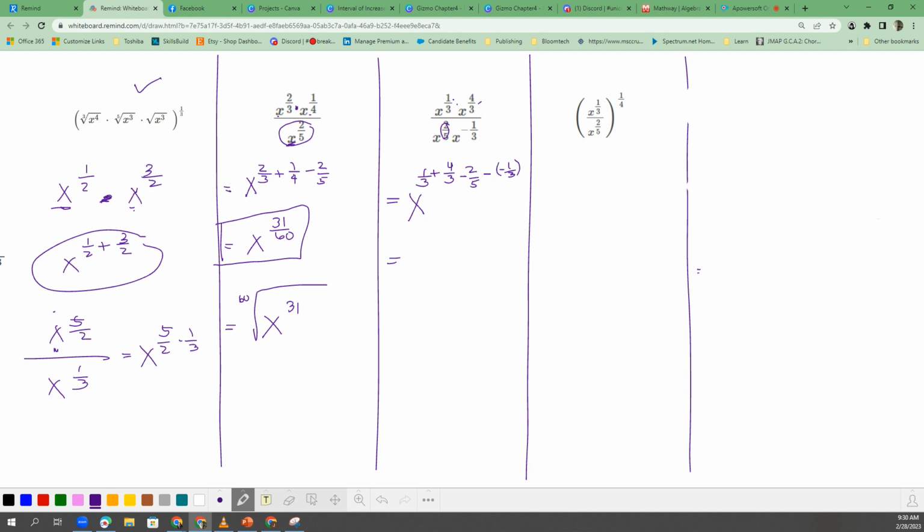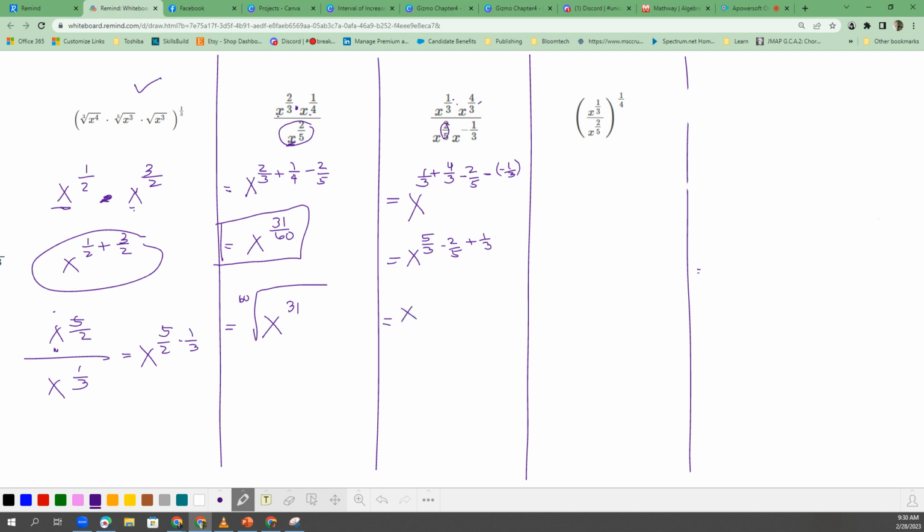Okay, so now let's simplify the one that we can simplify. This is going to be x to the power of 1/3 plus 4/3, minus 2/5. And then the minus becomes a positive, right? Okay, now we can simplify some more.